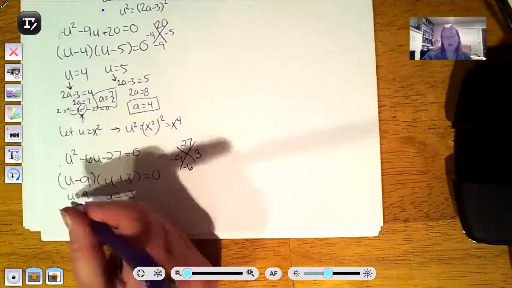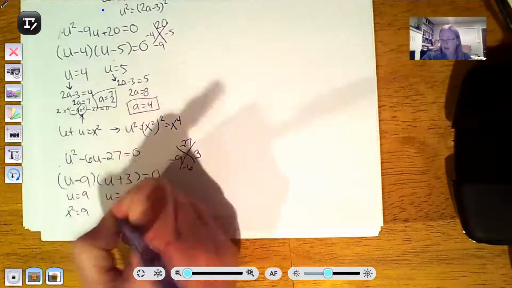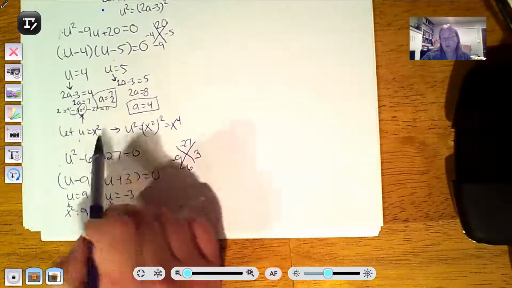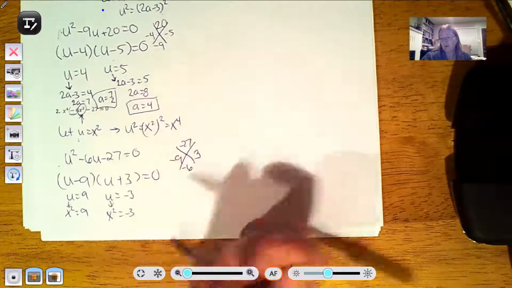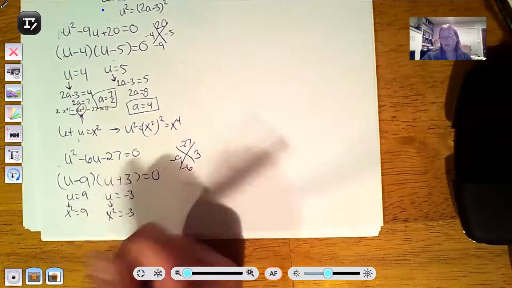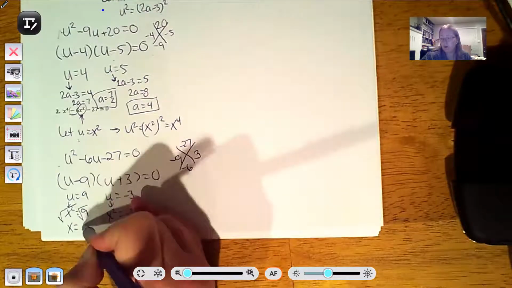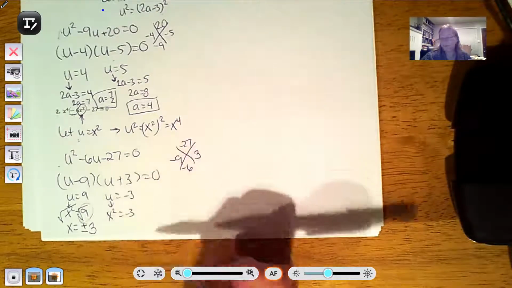Well, again, we're not trying to solve for u, so we have to back substitute and say x squared equals 9. So that's what u is. Remember, u is x squared. And here, x squared equals negative 3. So we're still trying to solve for x. So to get rid of the square, we square root. And when you take a square root, don't forget plus or minus. The square root of 9 does simplify to 3.